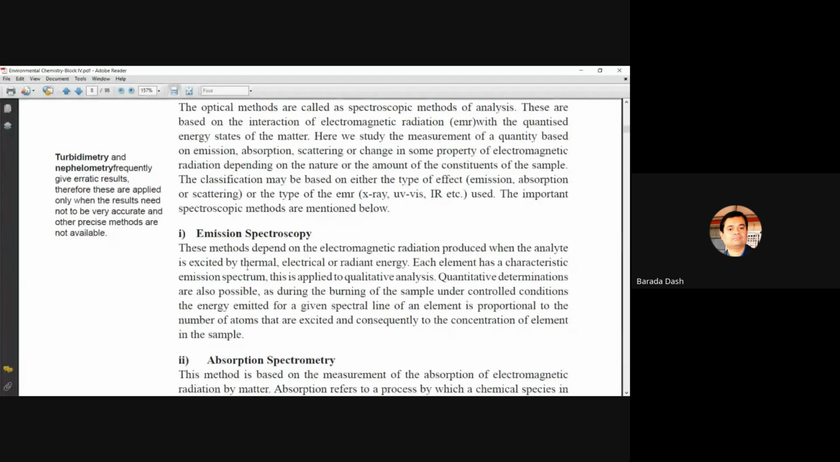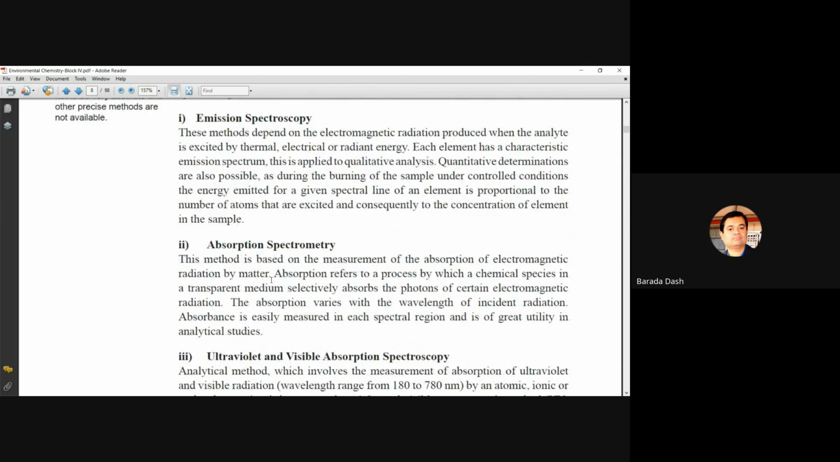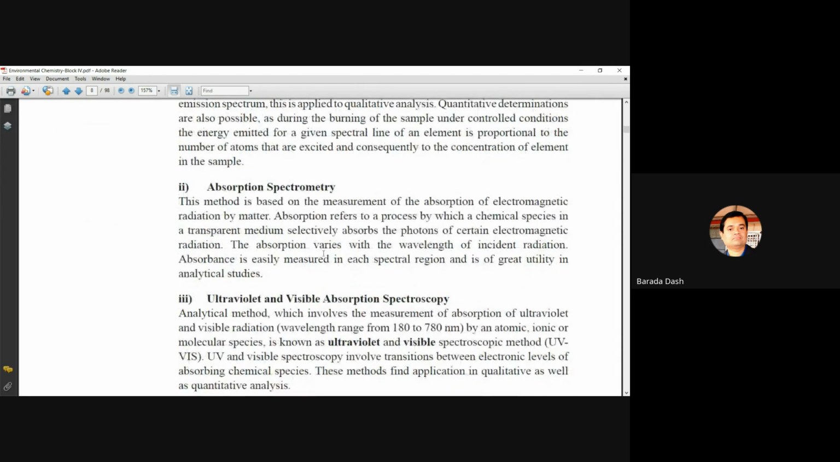Emission spectroscopy. The method depends upon electromagnetic radiation produced when the analyte is excited by thermal, electrical, or radiant energy. Each element has a characteristic emission spectrum. This is applied to qualitative analysis, and quantitative determinations are also possible. Then absorption spectroscopy. This method is based on measurement of the absorption of electromagnetic radiation by matter. Absorption refers to a process by which chemical species in a transparent medium selectively absorb the photons of certain electromagnetic radiation.